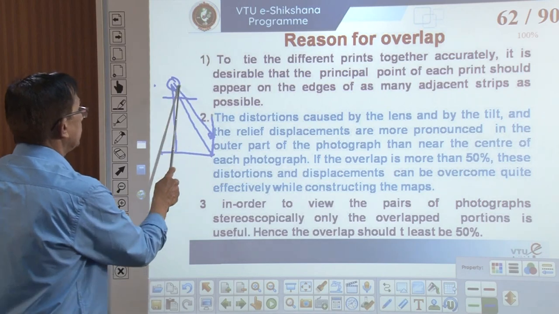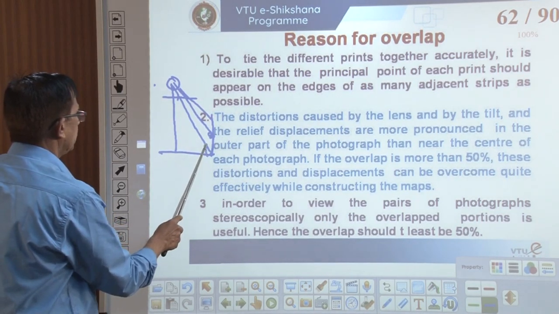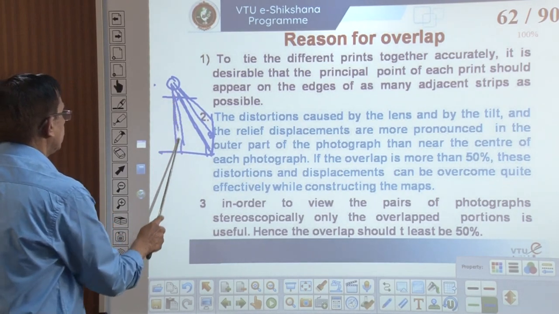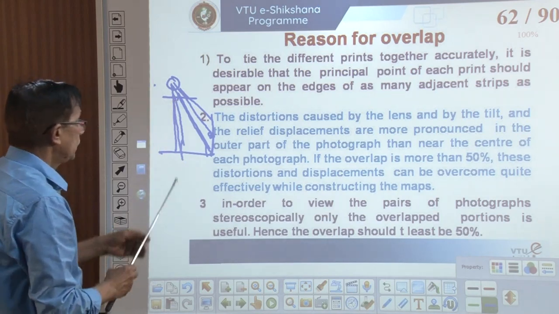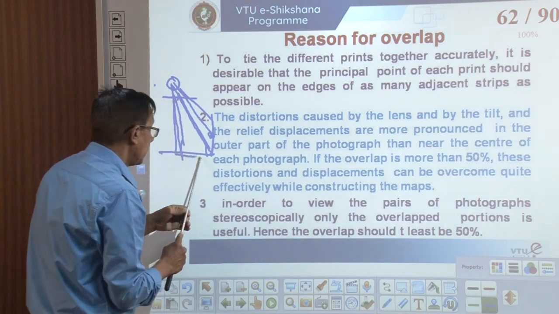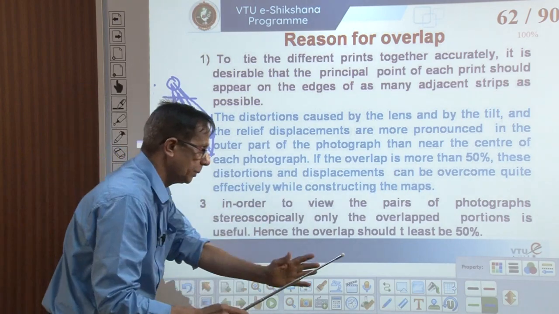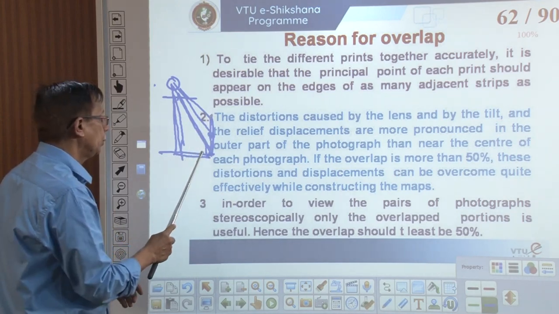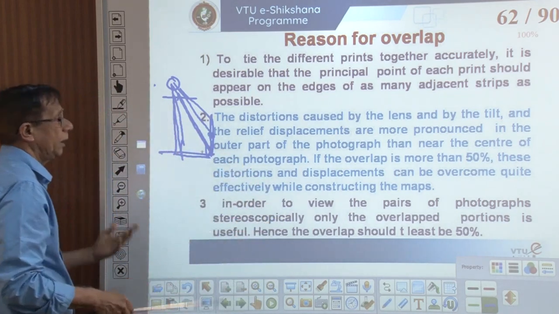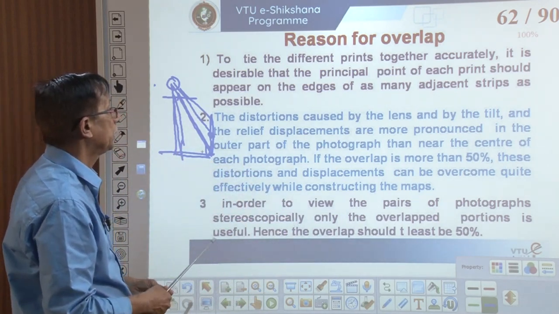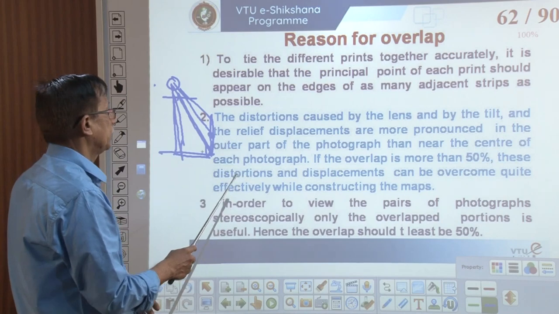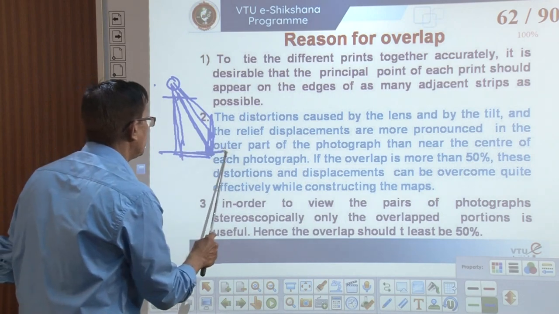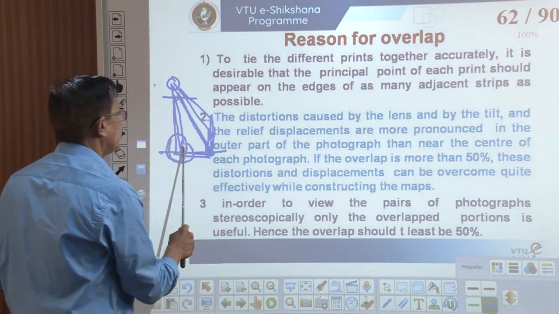If the object is here, it is like this. If an object is like this, the displacement is like this. If the object is very close to here, the displacement is minimum. It means that the farther the object is from the principal point, the more the relief displacement increases. Similarly, if the terrain is highly undulating, very high and very low, then the displacement is also high. This kind of relief displacement occurs in aerial photography and is more common in the outer part of the photograph than in the central part.